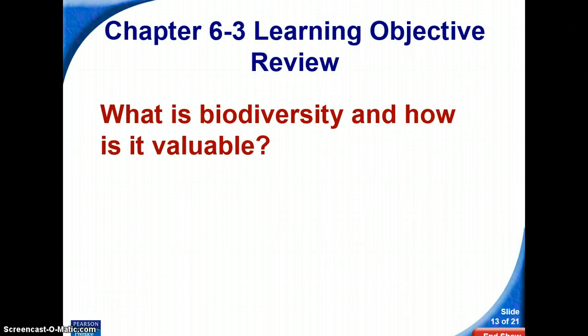To summarize for this quick little lesson for Chapter 6, Section 3, what is biodiversity and how is it valuable? Well, remember, biodiversity is the sum total of the genetically based variety of all organisms in the biosphere. It's valuable because it is one of Earth's greatest resources and has provided us with food, industrial products, and medicine.